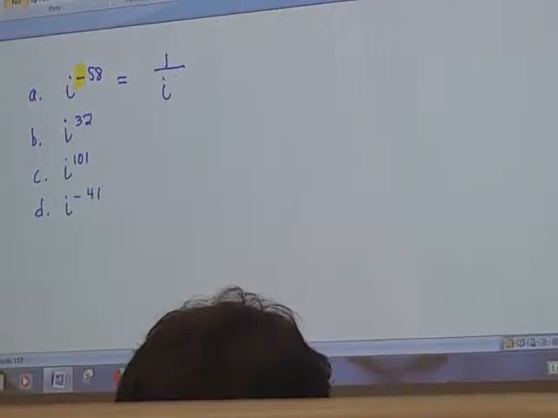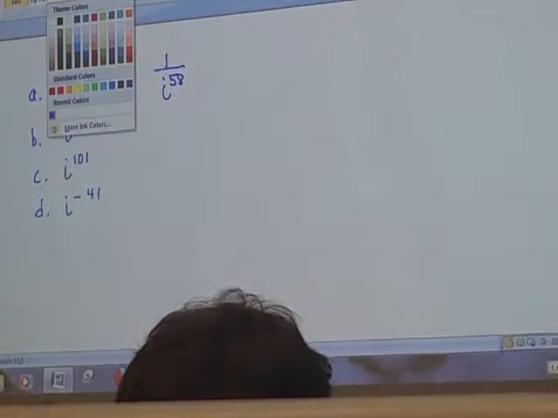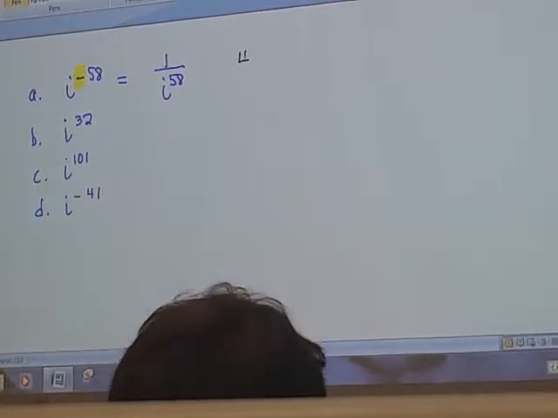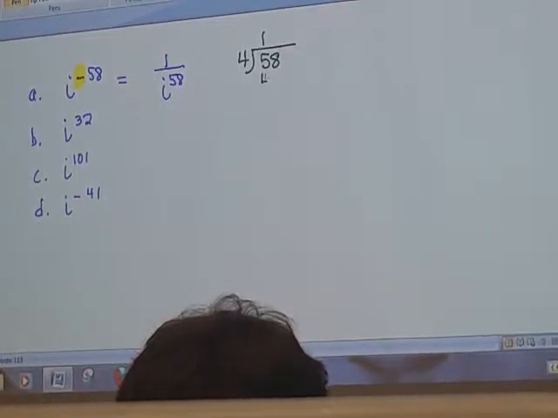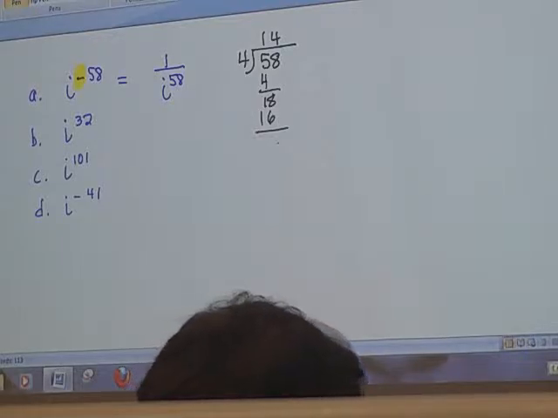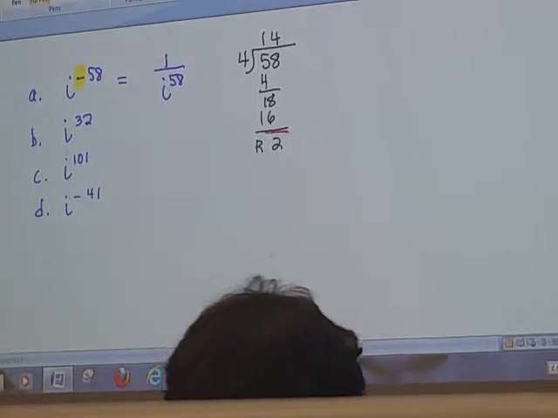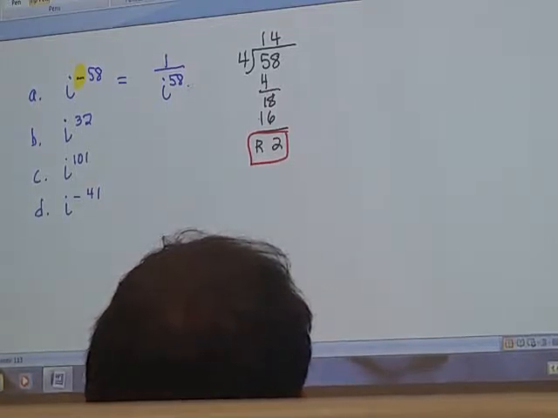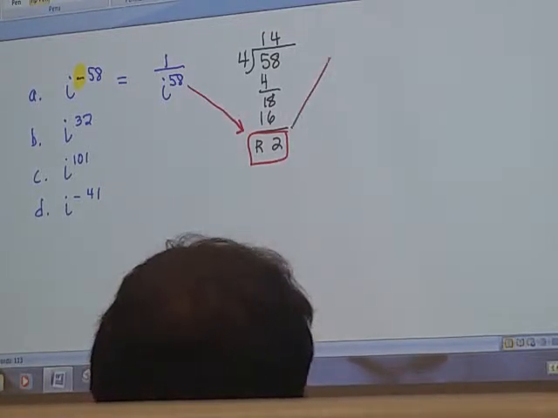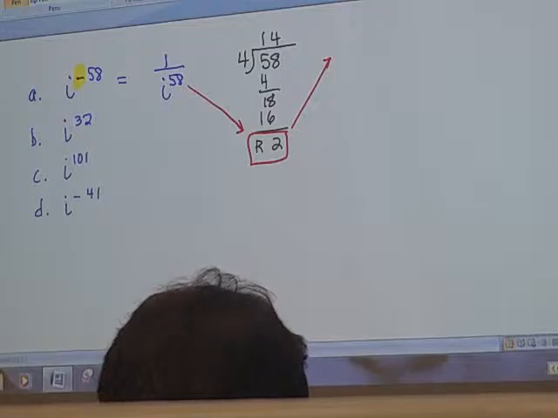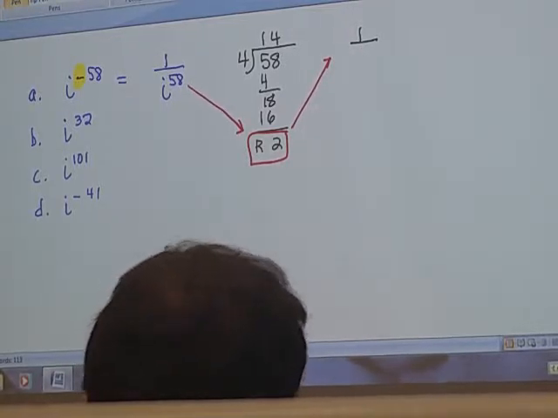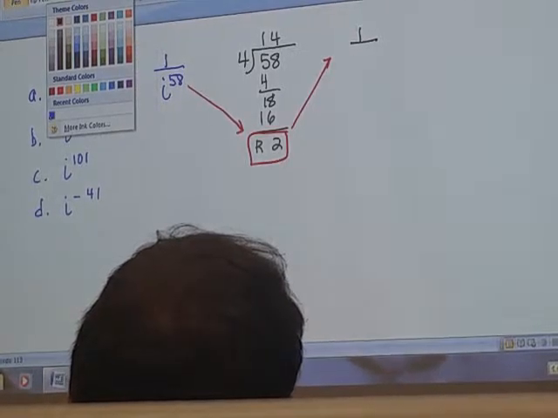To make this 1 over i to the 58. And then I'm going to do this little side deal where 4 goes into 58. And that's 18, and that's 4, with a remainder of 2.